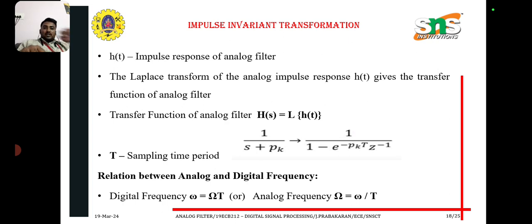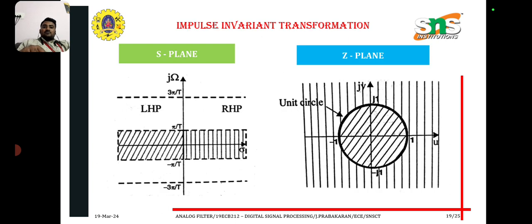Digital frequency means omega equals analog frequency multiplied by the sampling time period, whereas analog frequency means digital frequency divided by the sampling time period. And from S plane to Z plane, the poles map: the analog filter maps in the S plane and the digital filter maps in the Z plane, unit circle.